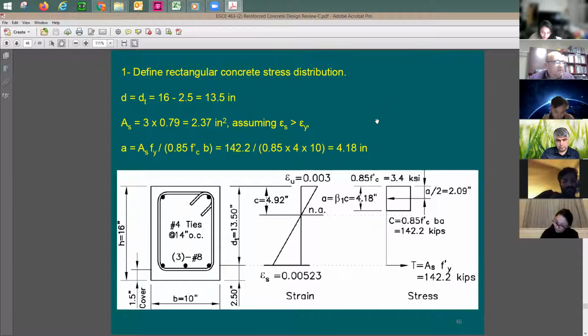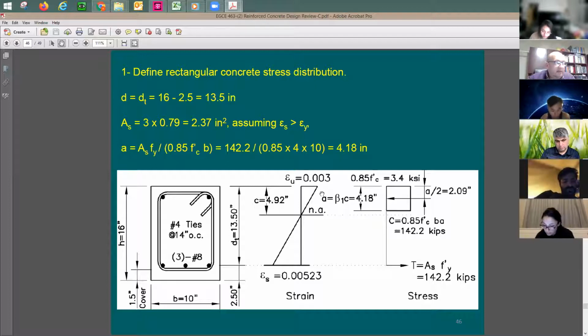So the way it works here, we're going to assume that we have a stress block. This is going to be the Whitney stress block with a maximum stress of 0.85 f'c. So in this case, you take 0.85 times the 4 ksi, which gives you 3.4 ksi.